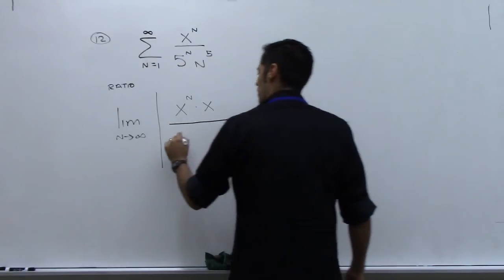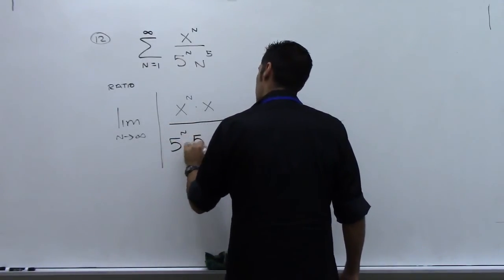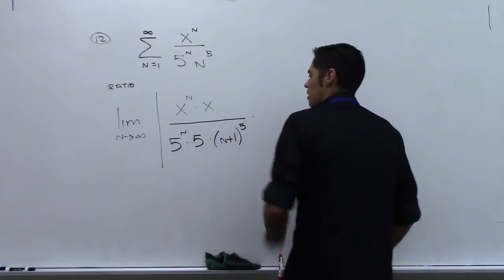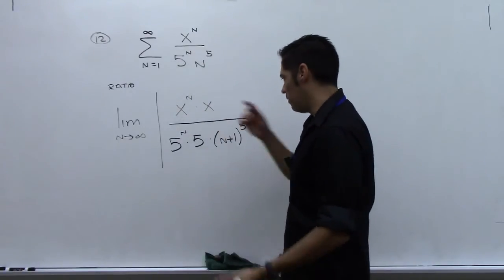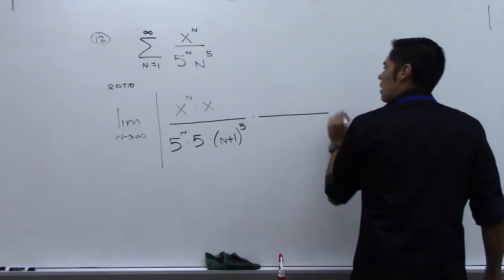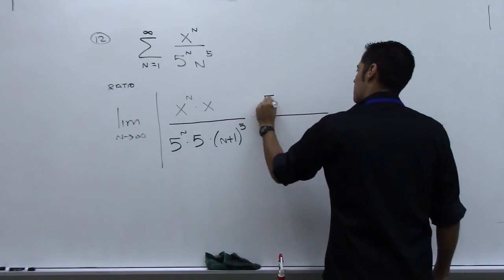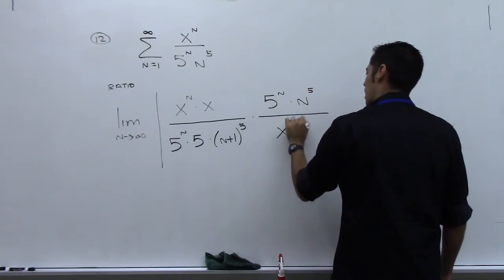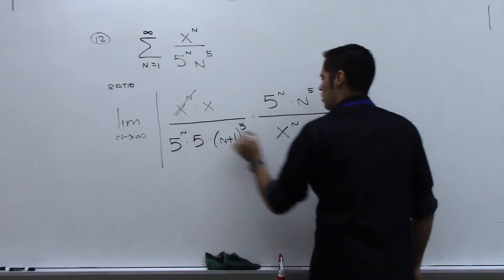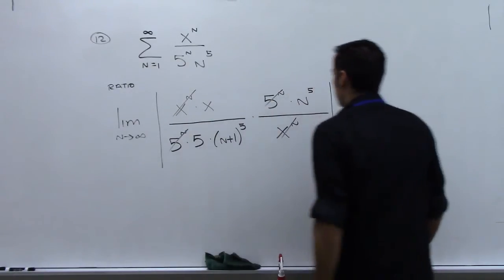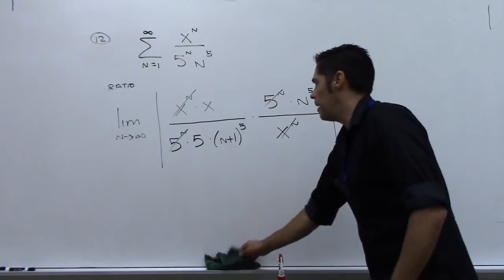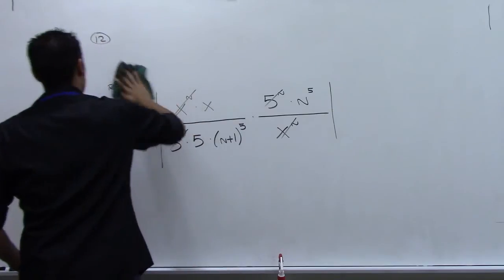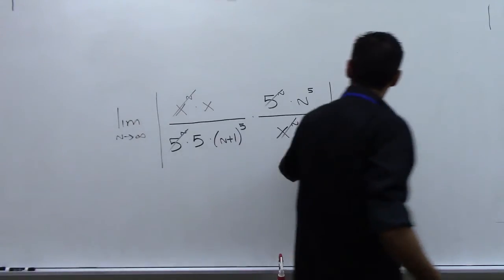over 5 to the n times 5 times n plus 1 to the 5th power. That's just replacing all of the n's with n plus 1s. We've done this so many times now. And then I do that flipped over. So 5 to the n times n to the 5th, it's multiplication, and then x to the n down here. And I get some cancellation here. Then I'll group together all my n stuff and then all my x stuff, and separate those. And I want this to be less than 1.